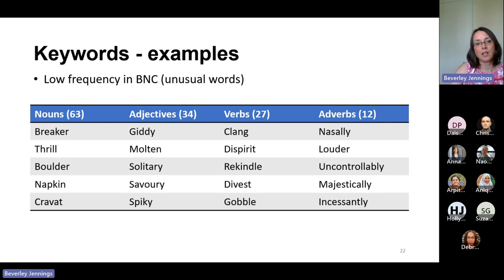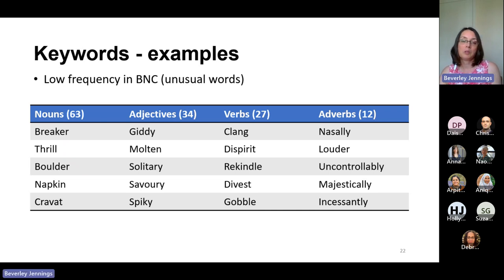we've got a few nouns there, things like breaker, thrill, boulder, napkin, and cravat, which is very old fashioned, isn't it? Napkin has a couple of meanings. If you know the US meaning, then that's going to be different to the UK meaning as well, so that could cause a bit of a problem maybe.